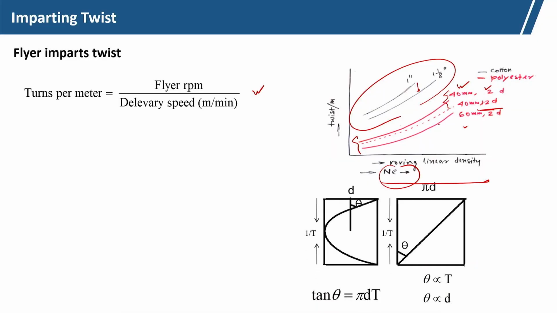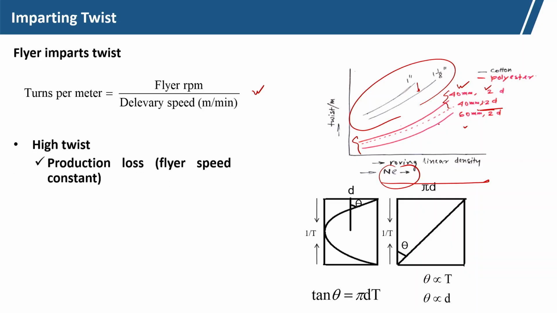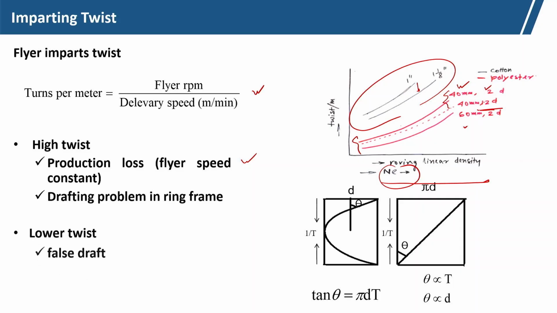So, this we have already discussed. High twist is basically loss of production, since flare speed is constant. So, we do not need high twist, and production loss is one issue. The main problem is the drafting problem. It will create drafting problems in the ring frame, and with low twist, false drafting will be there. So, we cannot keep the twist at a very low level, because otherwise in the ring frame there will be some false draft.